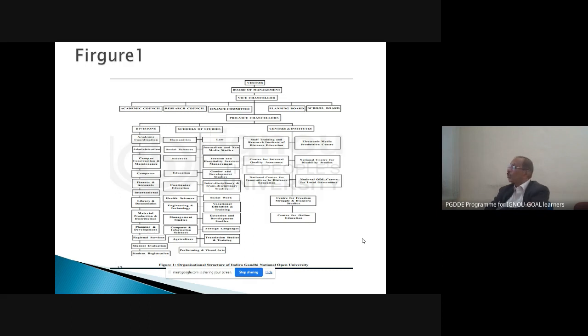And then we have schools. We have academic faculties, different schools. Each school has a school board, which is a decision-making body, chaired by the director of the school concerned.